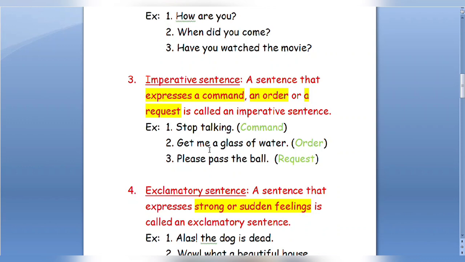Next, an order. If somebody says to you, get me a glass of water, that is an order. He is making an order to you that he wants a glass of water. Next, a request. If somebody comes to you and says, please pass the ball, he is making a request to you by saying, please pass the ball.